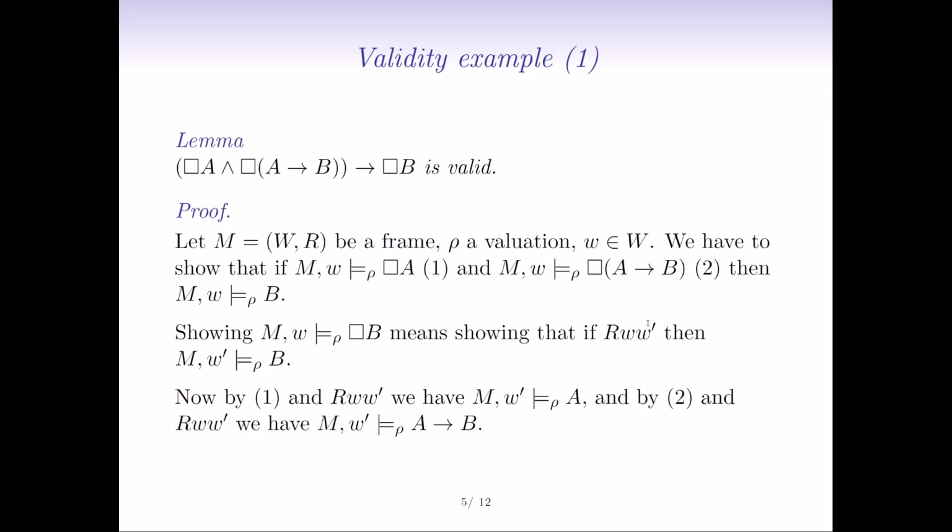And by the same token, using the fact that box A implies B is true at W means that A implies B is true at all accessible worlds from W, and so it must be true at W prime as well. So now we have a world, W prime, where A is true, and A implies B is true. And so it must be the case that B is true at that world as well. And that's exactly what we had to show, and so we're done.